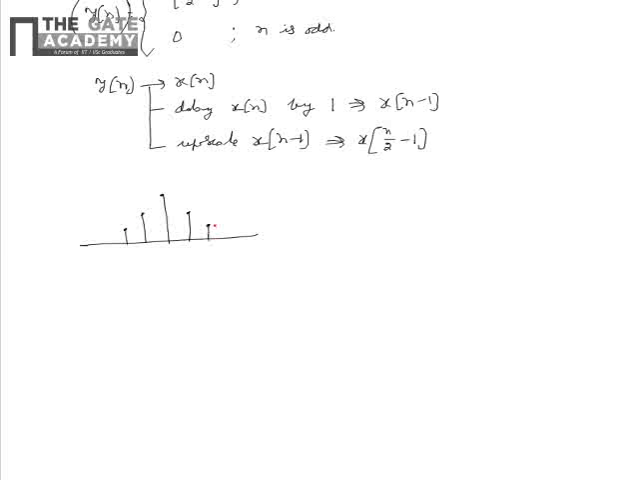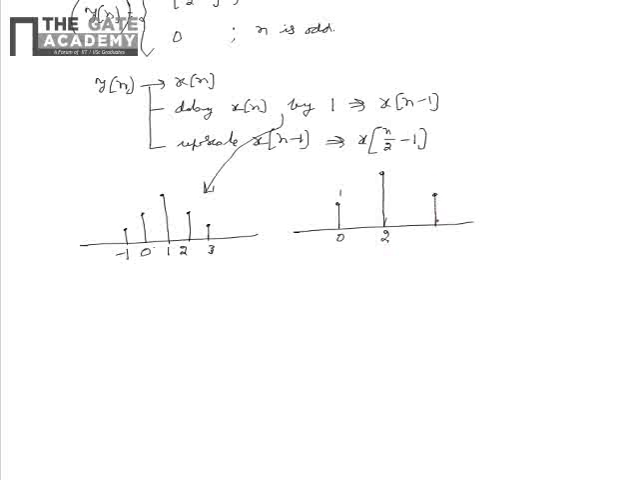So due to the delay of x of n by 1 unit, we see that we get the samples as shown. Now this is the resultant of delaying x of n by 1. Now we need to upscale or upsample x of n minus 1 along the n axis by a factor of 2, because of which the sample at 0 remains as 1 and the sample at instant 1 moves to 2 because of the upscaling.